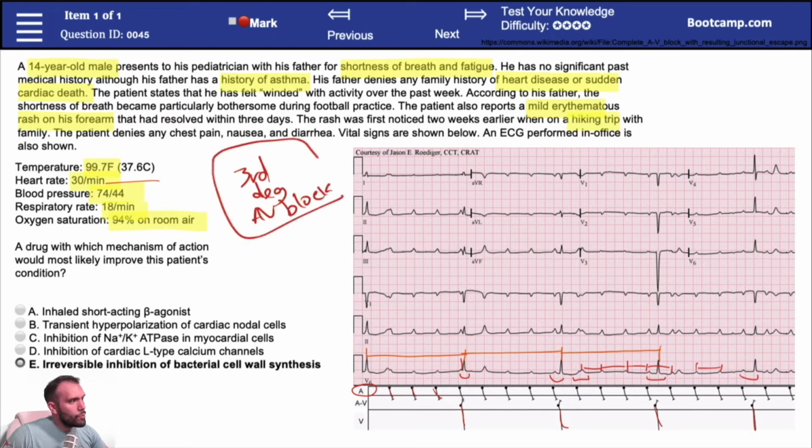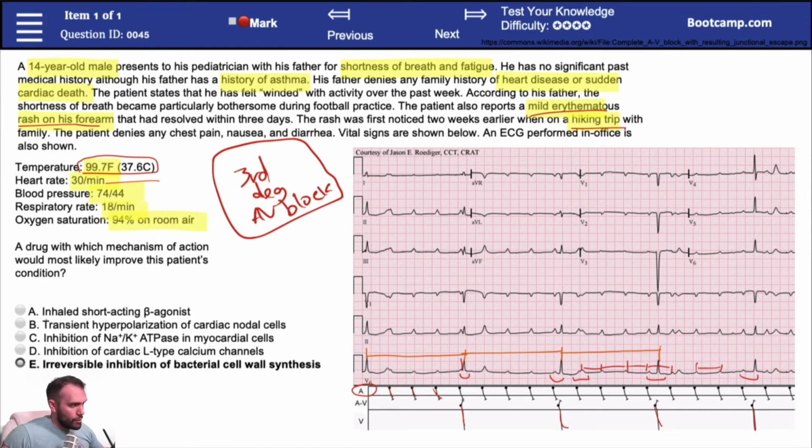Now, the question is, why does a 14-year-old have a third degree AV block? Really no significant family history, like we mentioned. If we go back to this mild erythematous rash on the forearm from a hiking trip that has now resolved, and now the patient has, not necessarily a fever, but a slightly high temperature. They have what looks like an AV block. I'm starting to think a little bit about Lyme disease, or maybe a Lyme carditis type picture. But let's just go through the options here and see if we can get some more information.